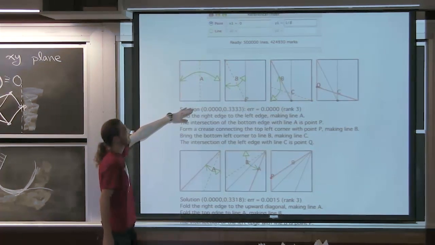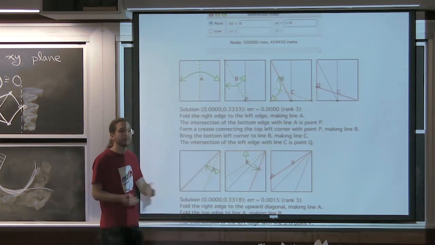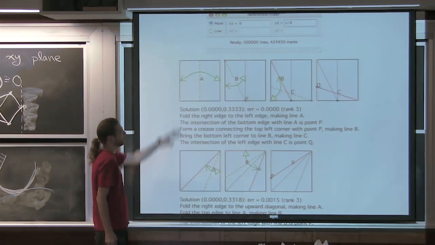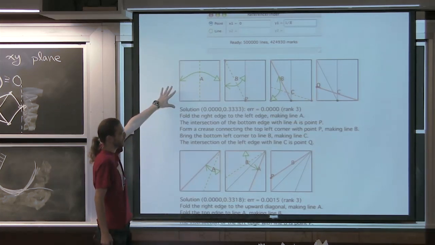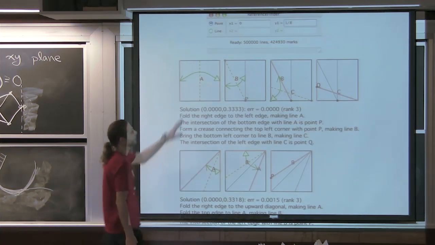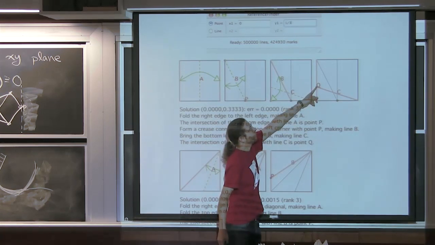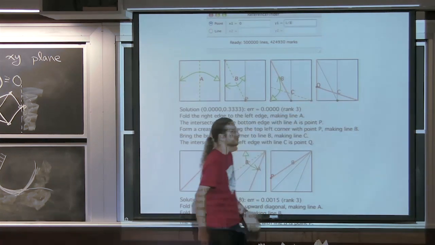So here I plugged in, I want to compute a third, and it just enumerates all possible things you can do with 5 or 6 folds. And if it finds an exact solution, it will put it at the top. It also finds approximate solutions, which are practically useful. So this is a sequence of operations that from a square, you can find this point at 0, 1/3, which is nice.